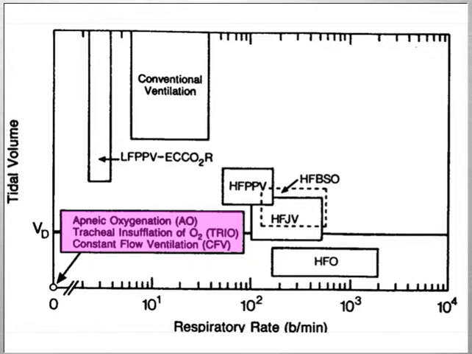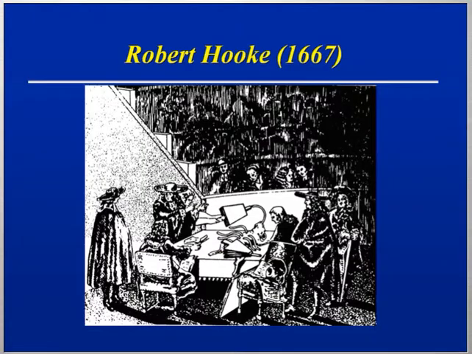There's a few different techniques: apneic oxygenation, tracheal insufflation of oxygen, constant flow ventilation, and I'll describe each of these in a little detail as I go through. Now, the concept of using constant flow ventilation is actually not a new one. Robert Hooke in 1667 presented to the Royal Society of Medicine. He was the curator of the Royal Society of Medicine, and his job was every week to present to the members of the Royal Society some interesting experiments.